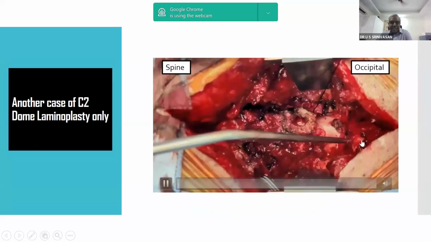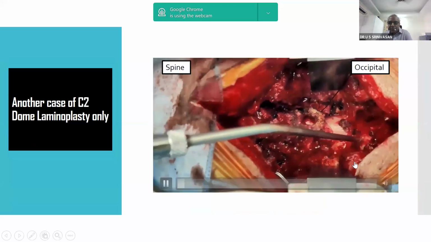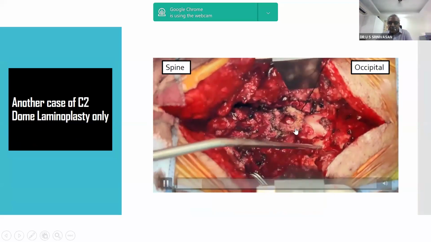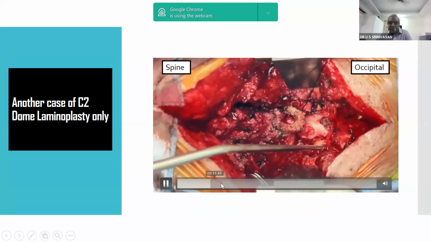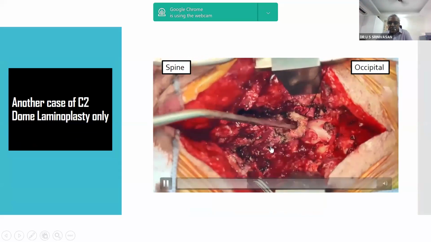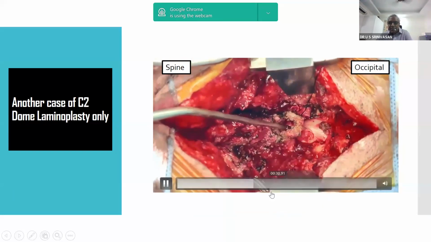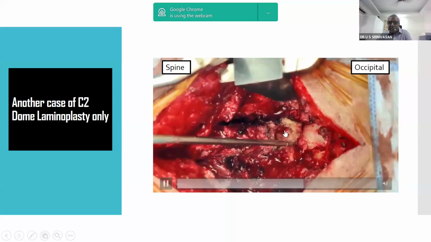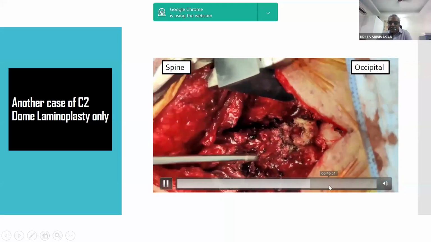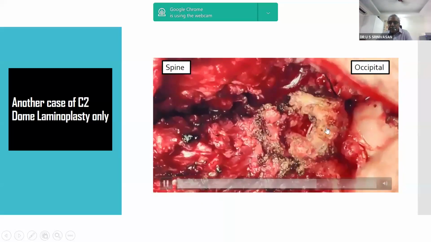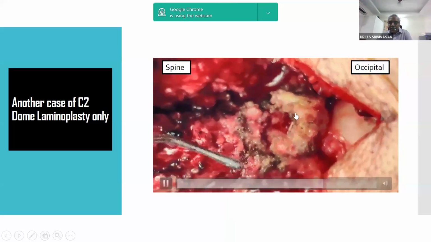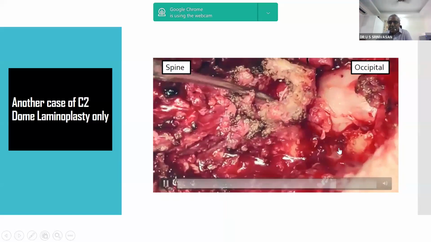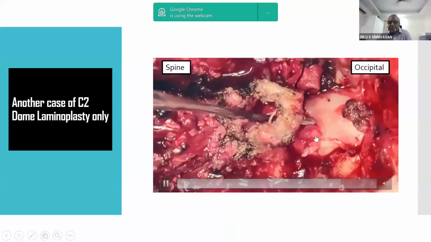That case, another case of C2 Dome Laminoplasty. In a few minutes, I'll be completing. C1 laminectomy was done. This is the C2. You can see the C2 posterior arch retained. Dome Laminoplasty done. You can see the thing beautifully. 5 to 6, and the probe is used to confirm the completion of C2 Dome Laminoplasty. You can see that is going.